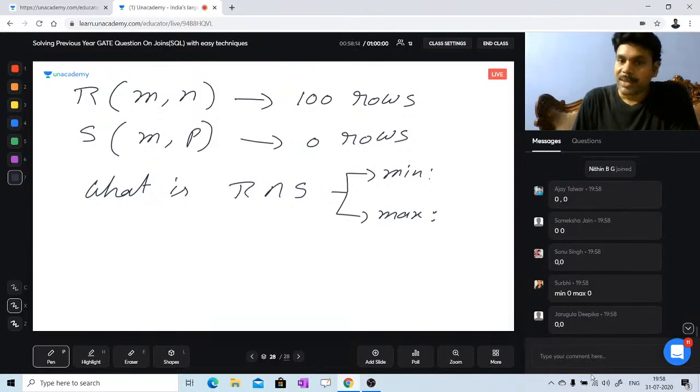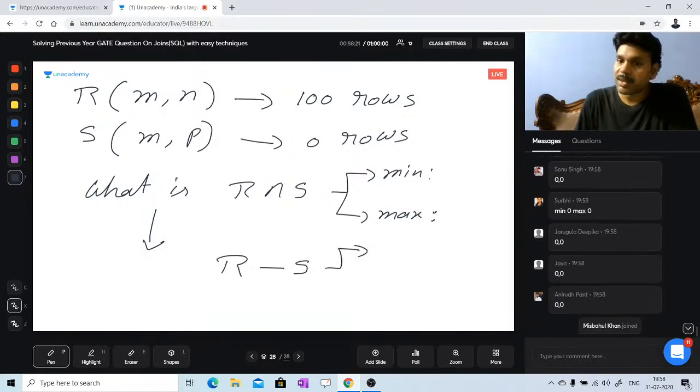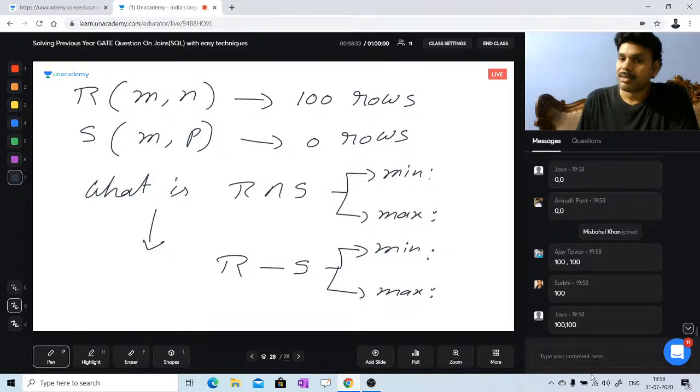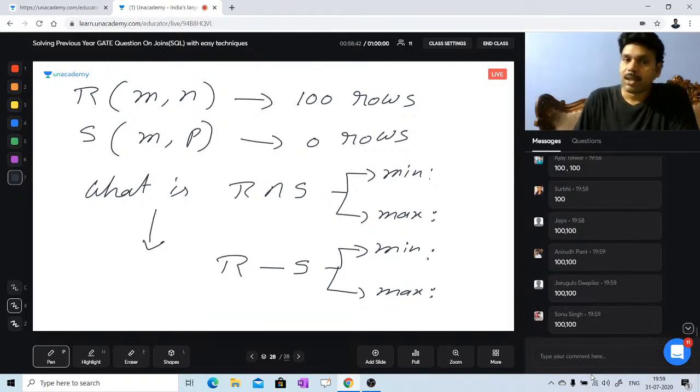Okay. If I am saying the same question, if I am saying R minus S, please answer. What is the minimum value? What is the maximum value? R minus S. What is your minimum value? What is your maximum value? Let us go to the next question.